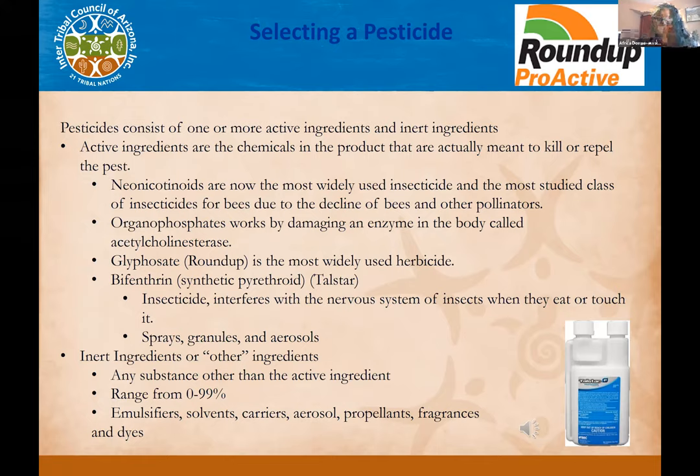The inert ingredients or other ingredients could be any substance other than the active ingredient, and it could range from 0 to 99%. Sometimes you could see 90% of inert ingredients and only 10% of an active ingredient. They are often emulsifiers, solvents, carriers, aerosols, propellants, fragrances, and dyes.